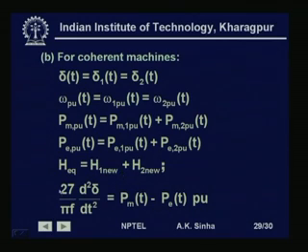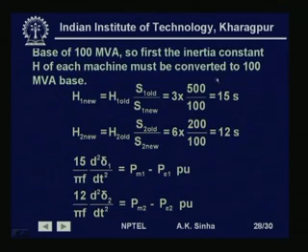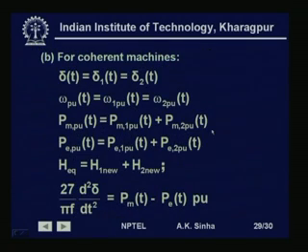So, we will add up the inertia and write 27 by pi f, that is 15 plus 12. We have this 15 and this 12, so inertia gets added on the same base. So, 27 by pi f d2 delta by dt2 is equal to Pm minus Pe, where Pm is equal to Pm1 plus Pm2 and Pe is equal to Pe1 plus Pe2. So, in this way we can write the swing equation for coherent machines.